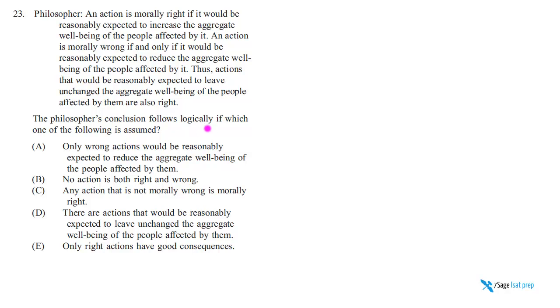We call this question a sufficient assumption question, and the question stem here reads: the philosopher's conclusion follows logically if which one of the following is assumed. So those are the key words. If we assume one of the following, then the conclusion follows logically.